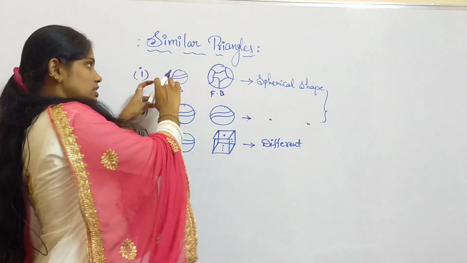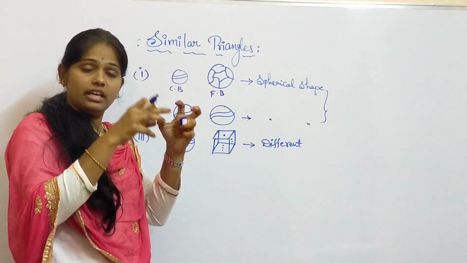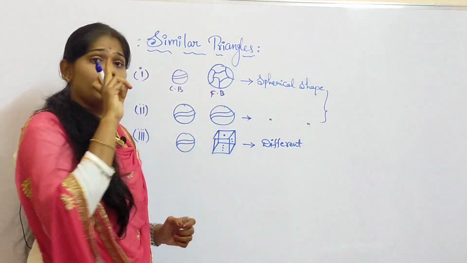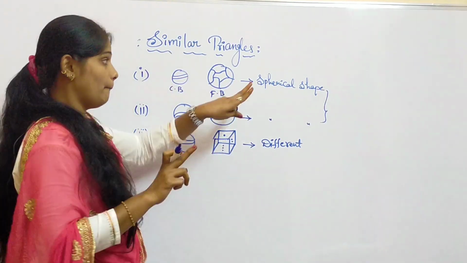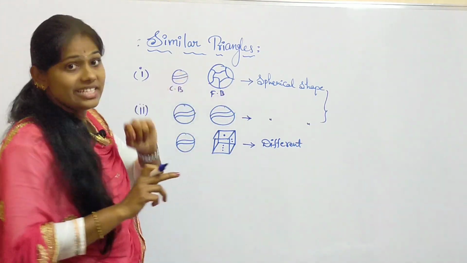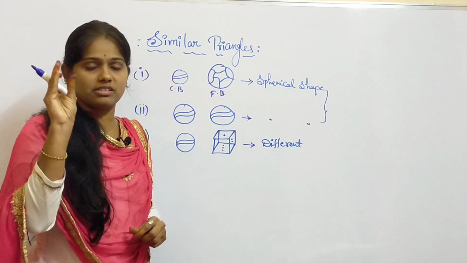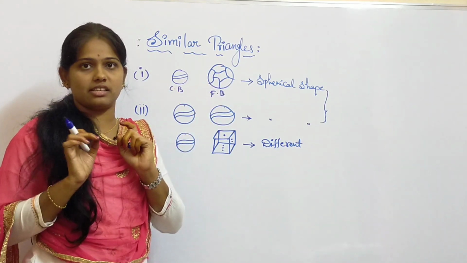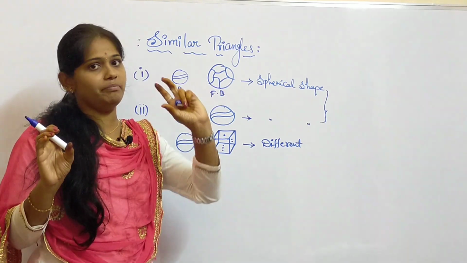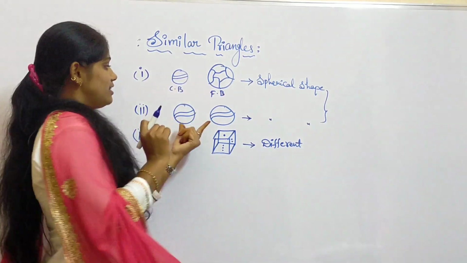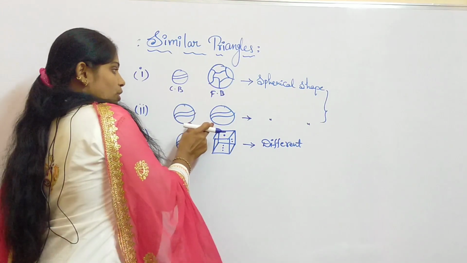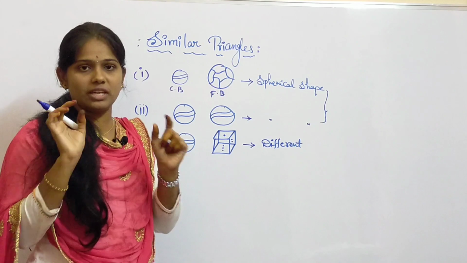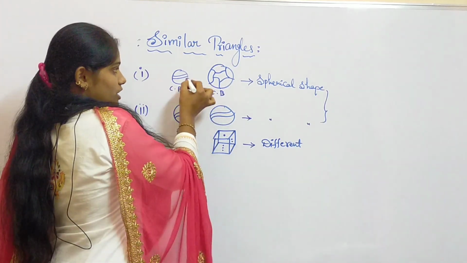And when you observe the first and second again in depth, in the first example, the cricket ball and football both are representing the same shape, but observe the sizes. The cricket ball's size is different from the football's size, right? And in the second case, you observe both the cricket balls are of the same size. So what can you conclude?